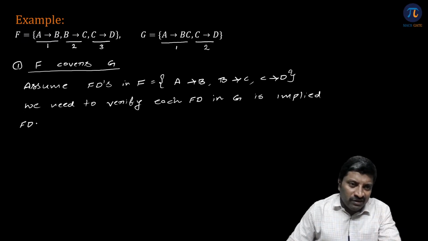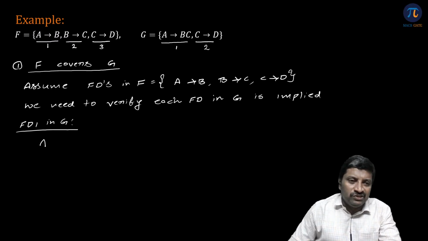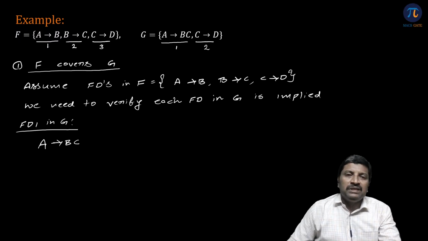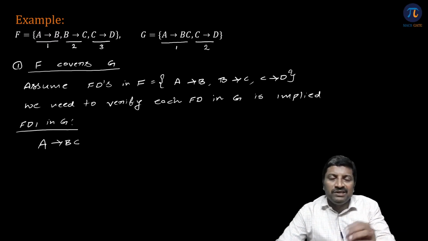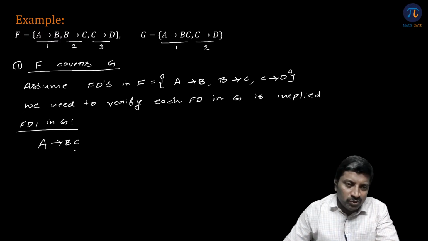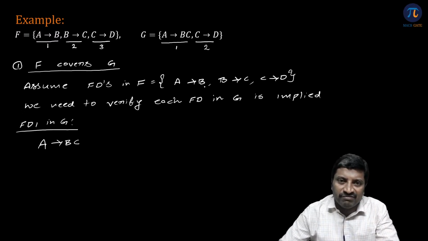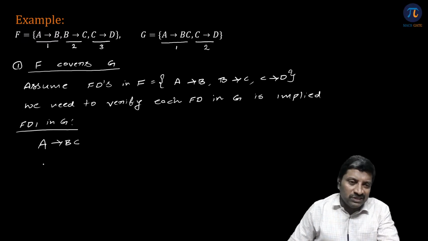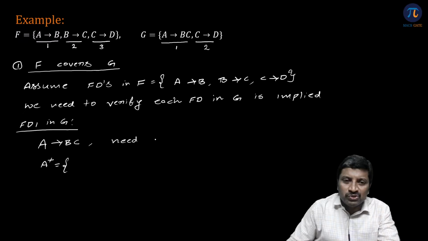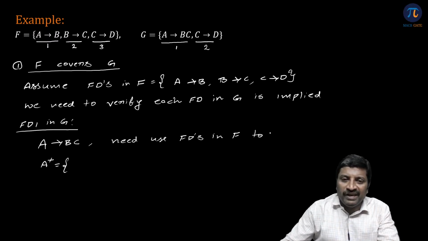So let us consider the first FD. What is FD1 in G? FD1 in G is A goes to BC. The simple step is to verify whether it is directly present in F. A goes to BC. I don't have any FD in F which is A goes to BC. So then the second step is to identify the closure. To identify the closure, I need to use FDs in F only because they are valid. So we need to use the FDs in F to find closures.